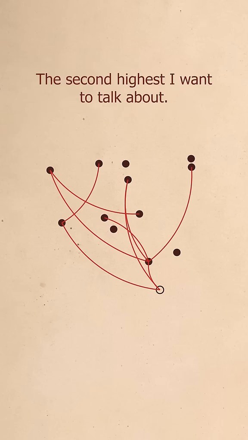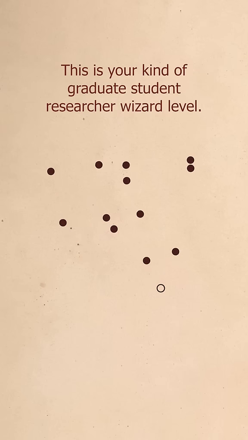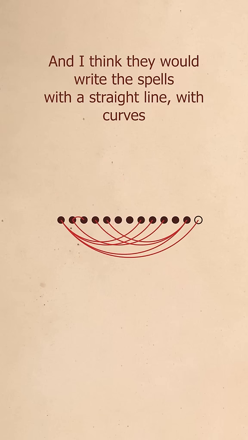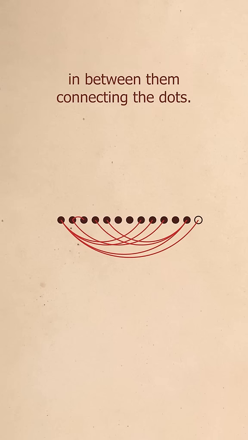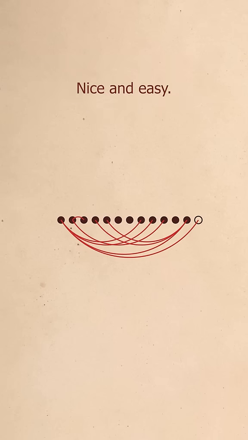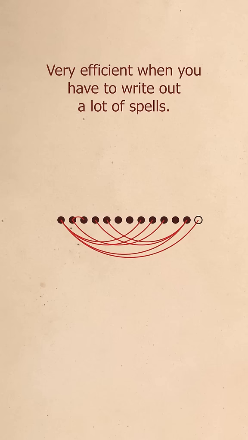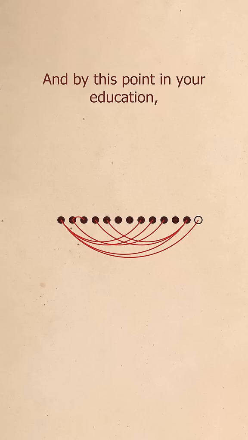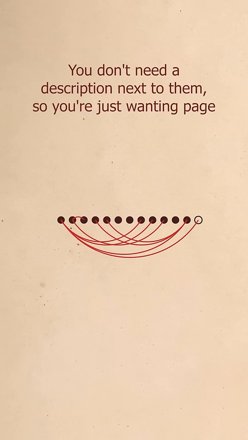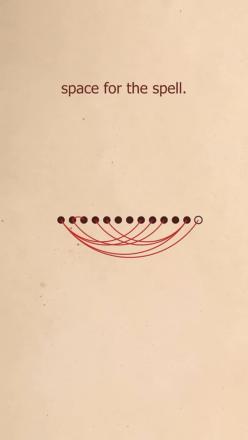Another point, the second highest I want to talk about, is your kind of graduate student researcher wizard level, and I think they would write the spells with a straight line with curves in between them connecting the dots, and the reason for this is because you can get more spells on the page nice and easy, very efficient when you have to write out a lot of spells. And by this point in your education, you'll probably know what all the spells do from these symbols. You don't need a description next to them, so you're just wanting page space for the spell.